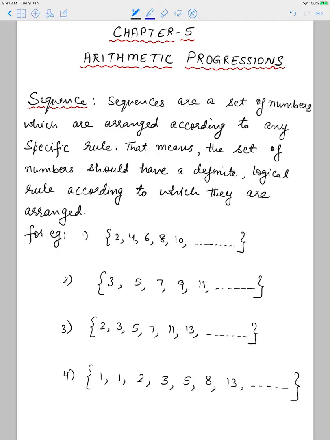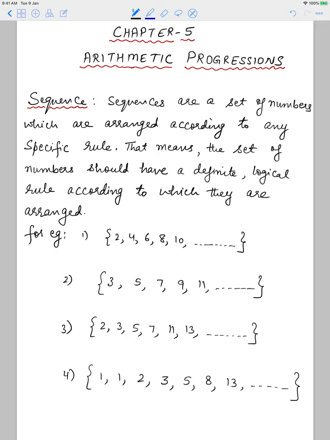So today we will start with chapter 5, that is arithmetic progressions. Now before I move on to arithmetic progressions, first I would like to tell you the difference between a sequence, a series and a progression.